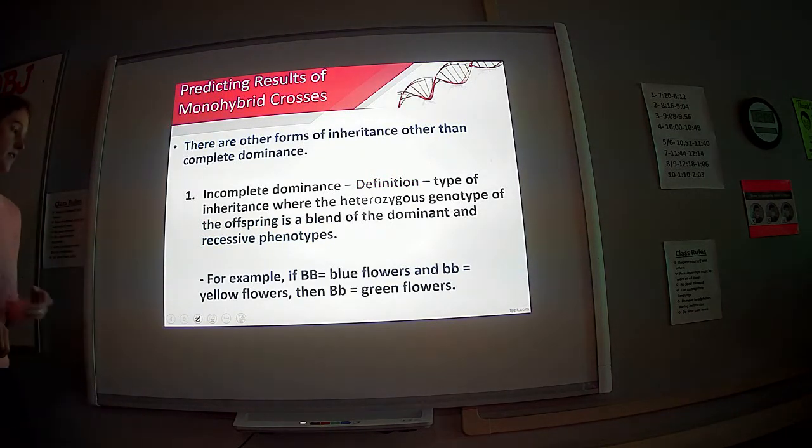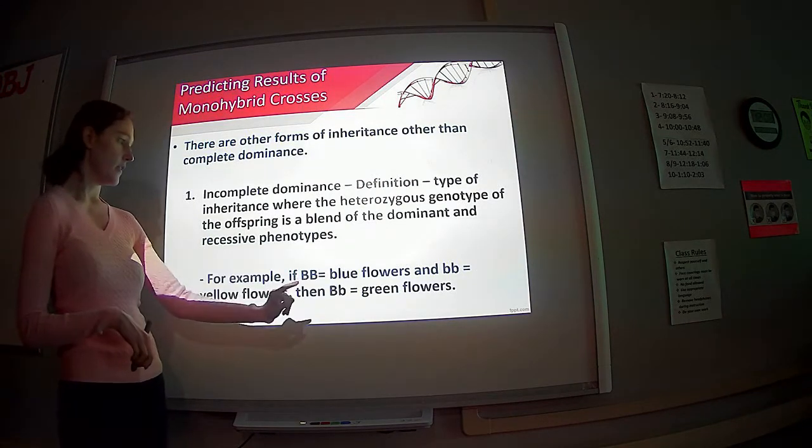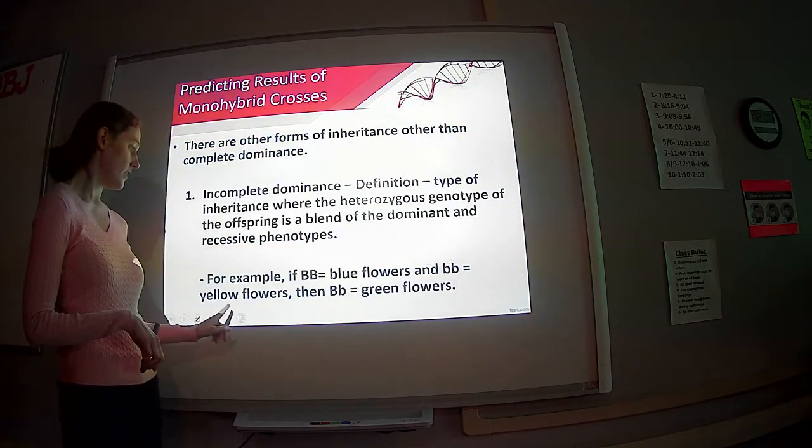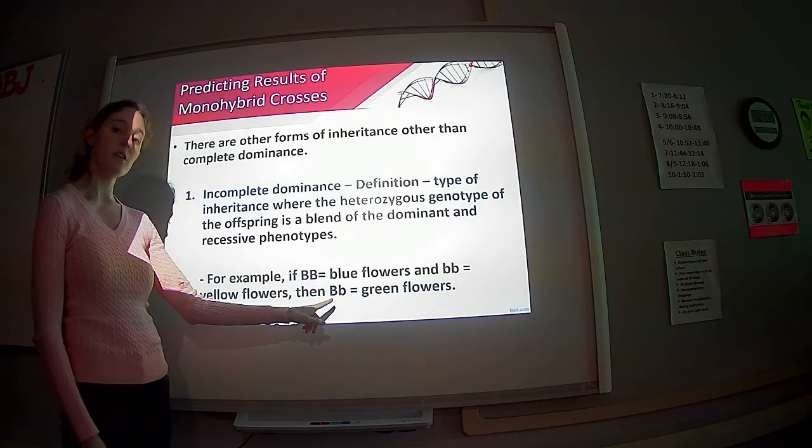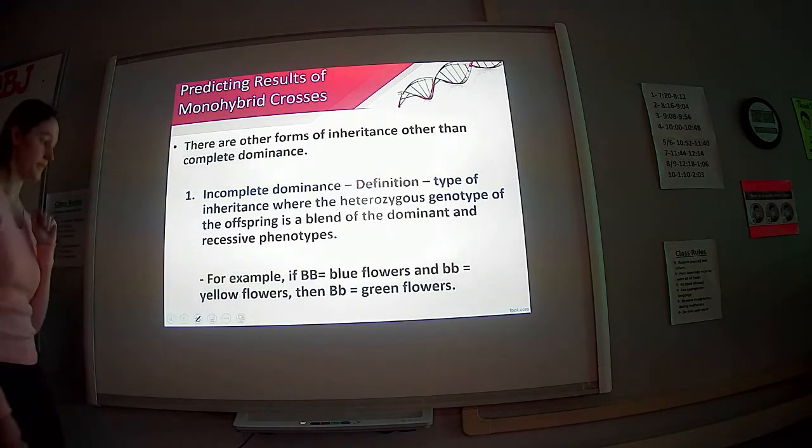For example, if 2 capital B's gives you blue flowers and 2 lowercase b's gives you yellow flowers, then whenever you get a heterozygous, you're going to mix and get green.